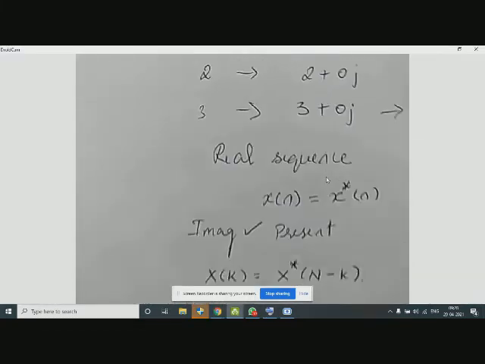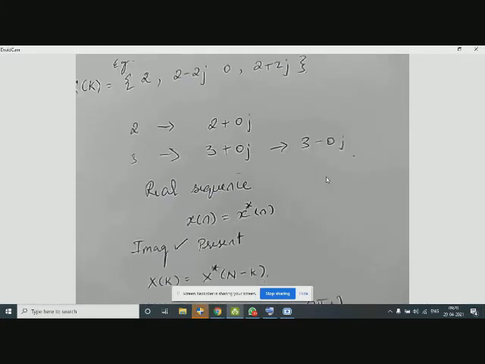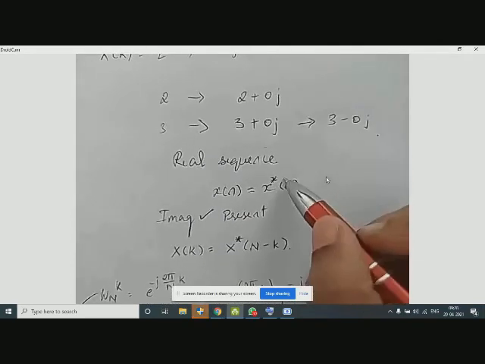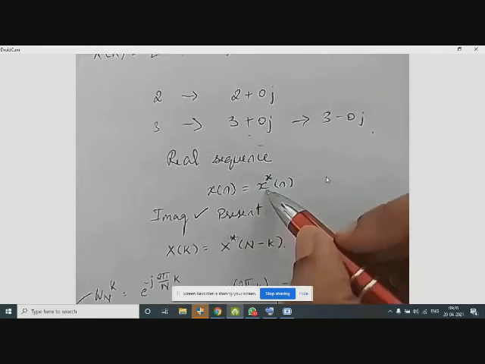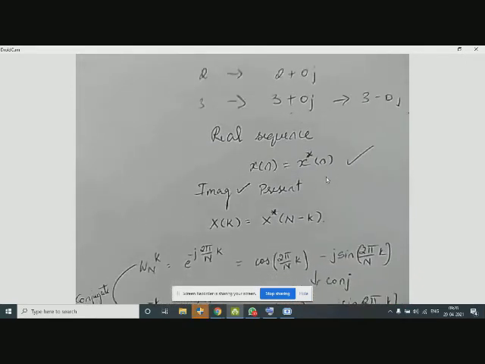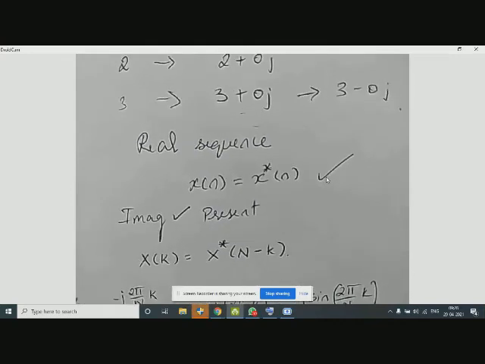What is the meaning of this? X of n is real means this thing, 3 plus 0j or 3 minus 0j, it's the same. So you can always say if it is a real sequence, it is x of n equal to x star of n. Got it, all of you?